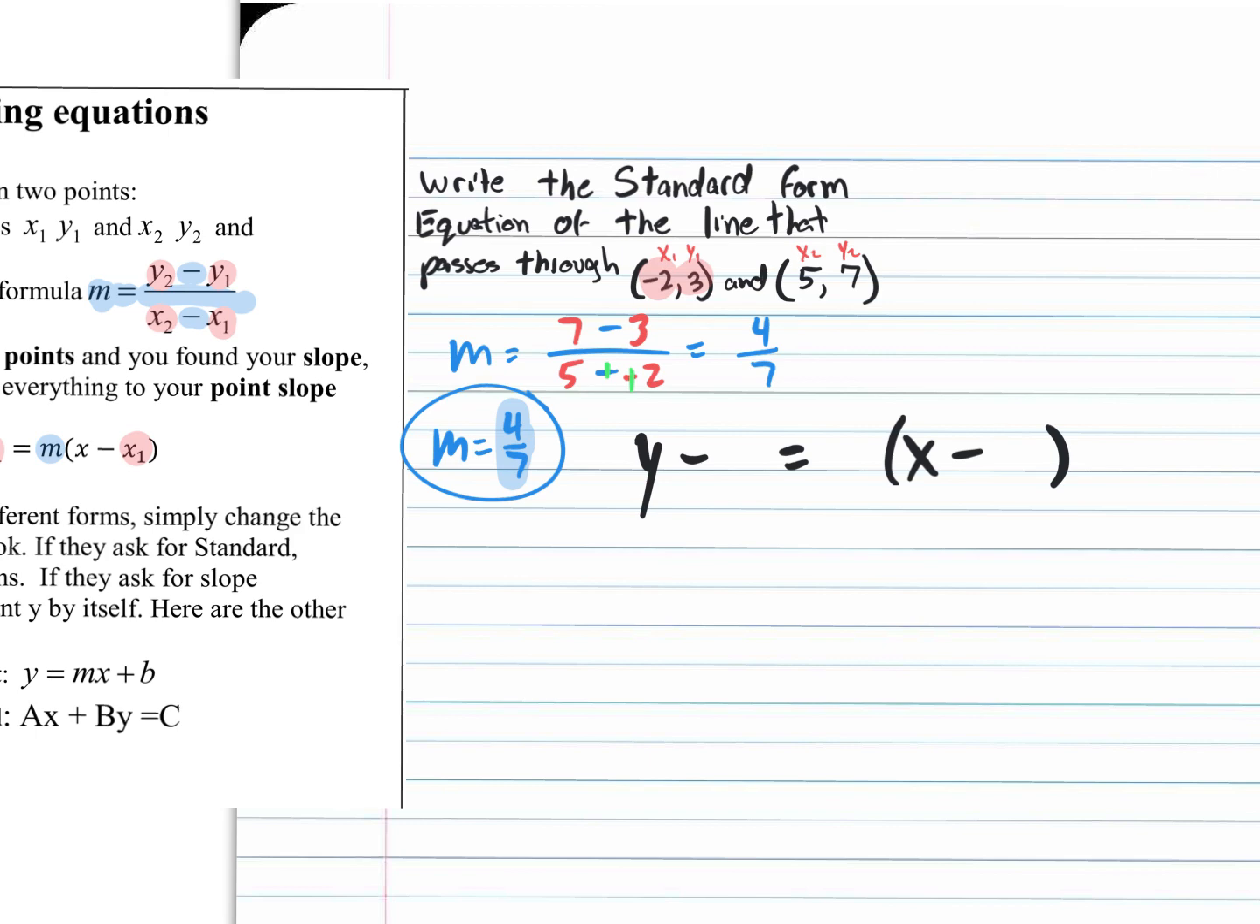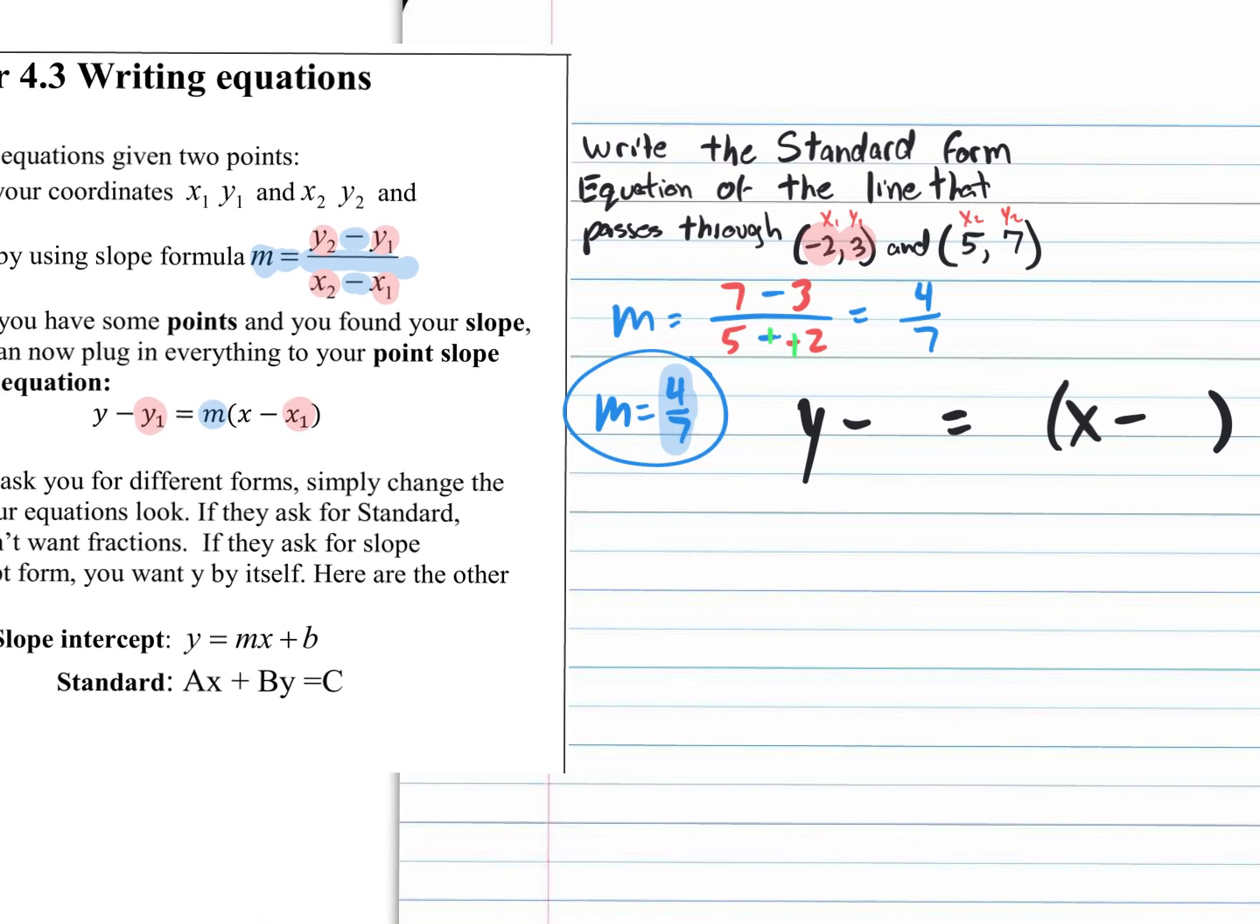Notice that I put it with blank spots so we could easily pop those values right in there. So my y1 value is 3. My x1 value is negative 2. My m value is what I found with the slope formula, 4/7. So that's my point slope form equation. The only thing I could do to make it look a little nicer is change the minus minus to plus. And if the question said write it in point slope form, this would be my answer. But it says standard form, okay?